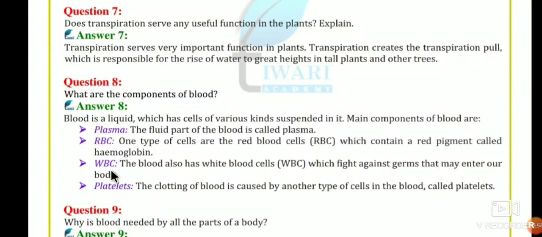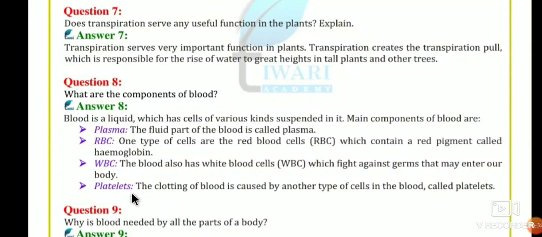Next, WBC. The blood also has white blood cells. That is called WBC. The function of WBC is to fight against germs that may enter our bodies, acting as immunity power.